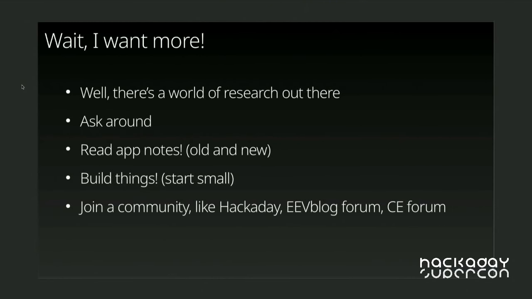Ask around. I run a consulting forum now. If you want to get in on that, that's a great thing. But joining communities, Hackaday, EEVblog, the Contextual Electronics Forum, all of these things are great places to go and find new information. Go and find app notes. If you really want to, do like Mr. Krasno in the back there, and look at patent applications. There is information everywhere, but it's a great way to do it.